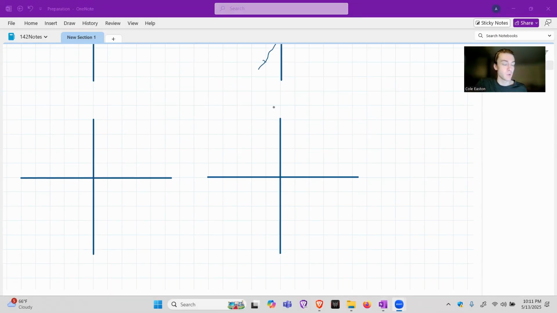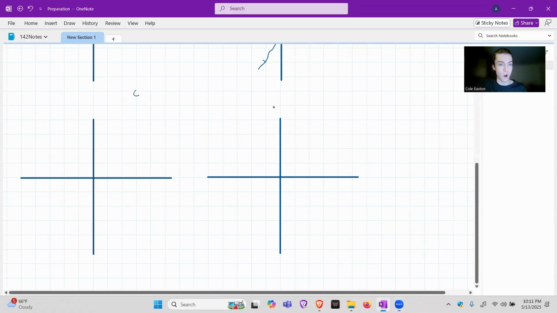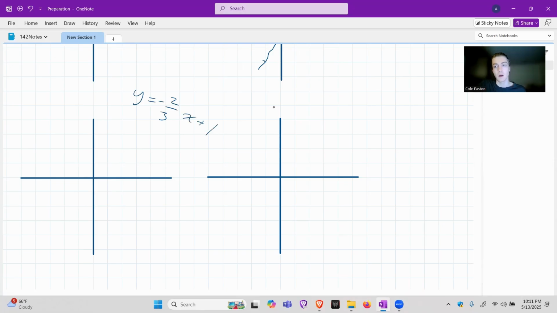So the next example we want to look at is y equals -2/3 x plus 1. And so we just want to make sure you're not getting confused by this negative. Remember that -2/3, one way we could think about that is -2 divided by 3, or we could think about that as 2 divided by -3, right? That's all the same.